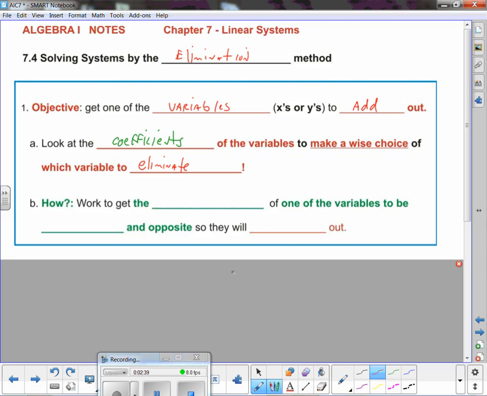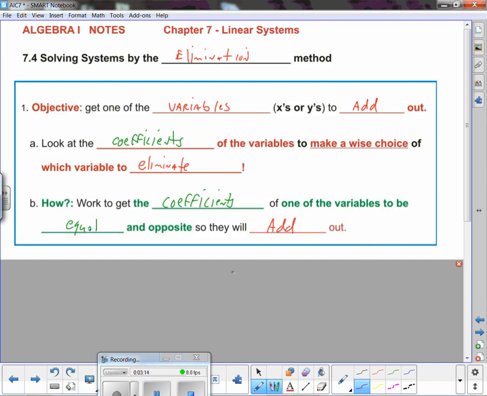All right, so how do you do that then? Let's suppose you make a choice. You want to choose to get rid of the x's or you get rid of the y's. How do you do that? You have to work to get the coefficients of one of the variables to be equal and opposite, so they will add out.